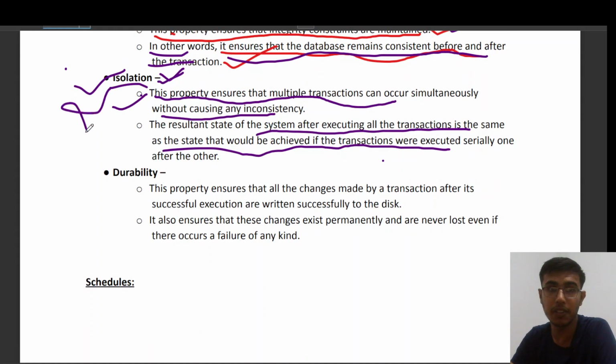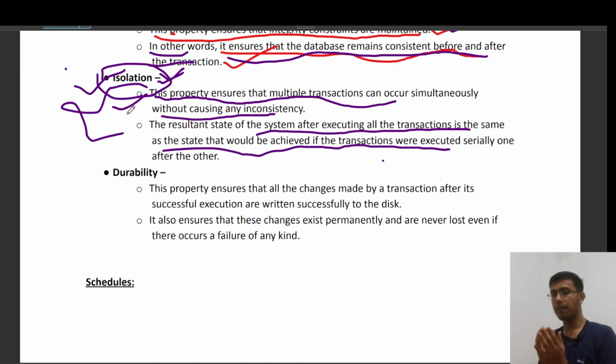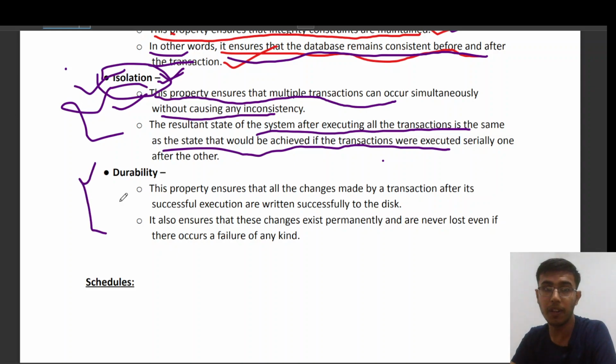This is what isolation is. It basically says that multiple transactions can occur simultaneously, but they cannot introduce any inconsistency in the system. This is what isolation is.